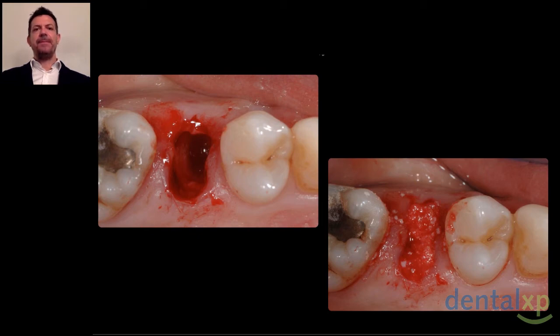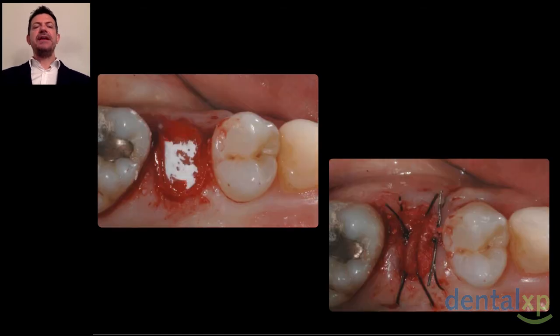Then the biomaterial is protected with a resorbable native collagen membrane that is trimmed to the original size of the socket. The membrane is not sutured to the flap, but we usually use a horizontal cross-mattress suture to keep the membrane in place. And if needed, we can use some additional single sutures.